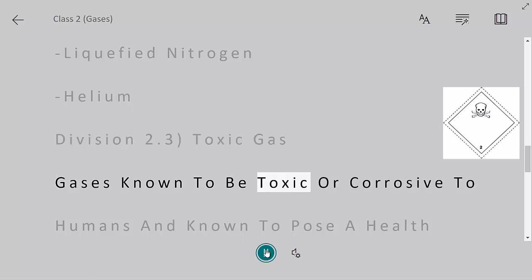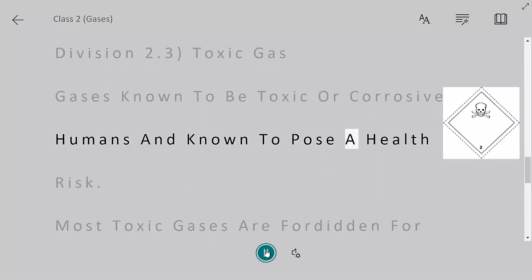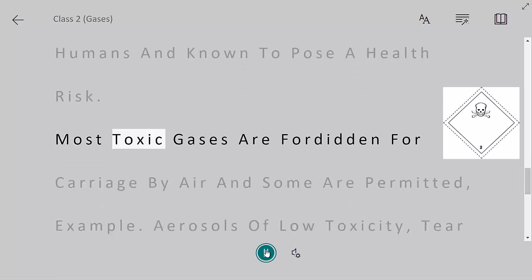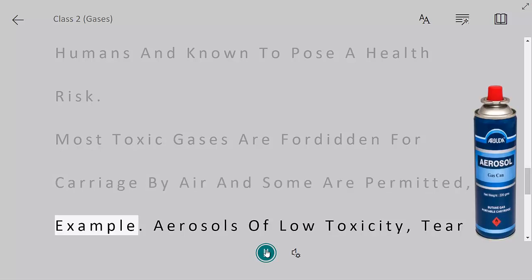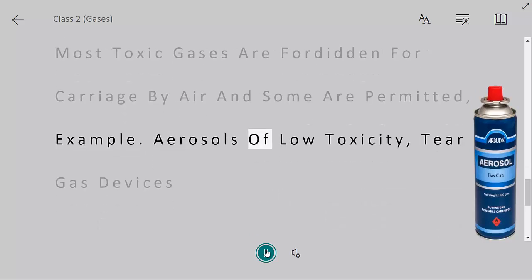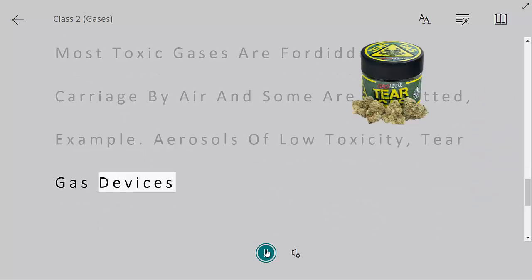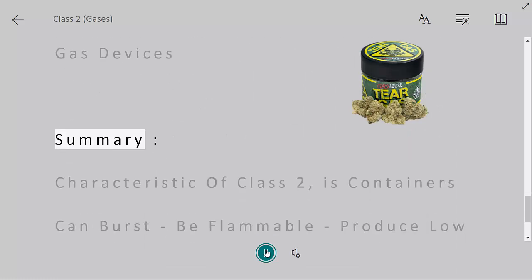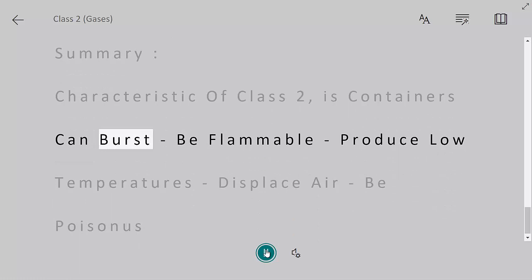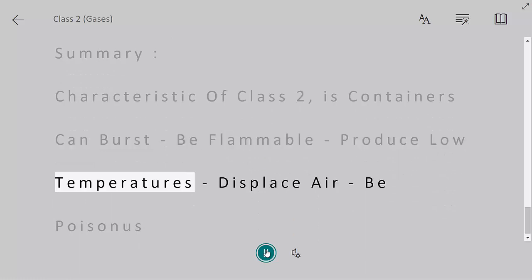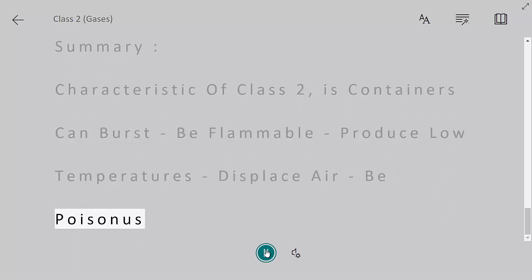Gas is known to be toxic or corrosive to humans and known to pose a health risk. Most toxic gases are forbidden for carriage by air and some are permitted, for example: aerosols of low toxicity, tear gas devices. Summary. Characteristic of Class 2: containers can burst, be flammable, produce low temperatures, displace air, be poisonous.